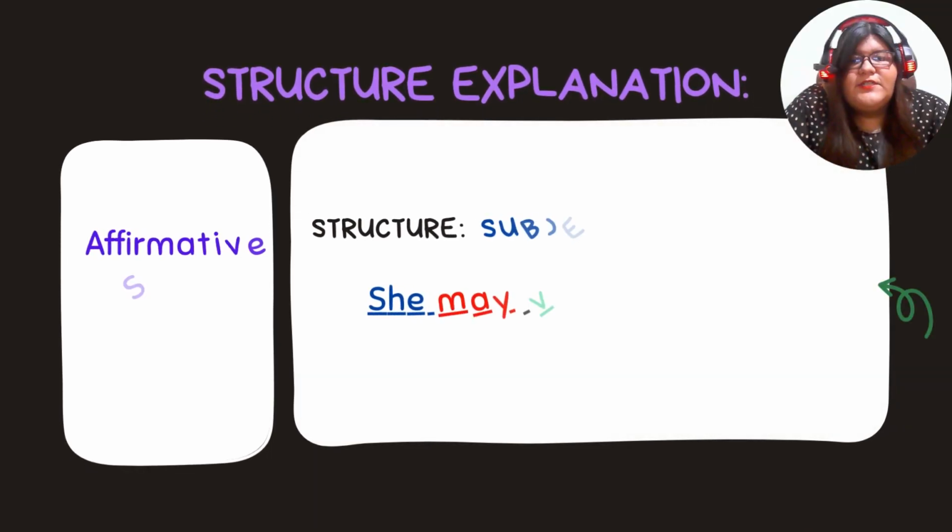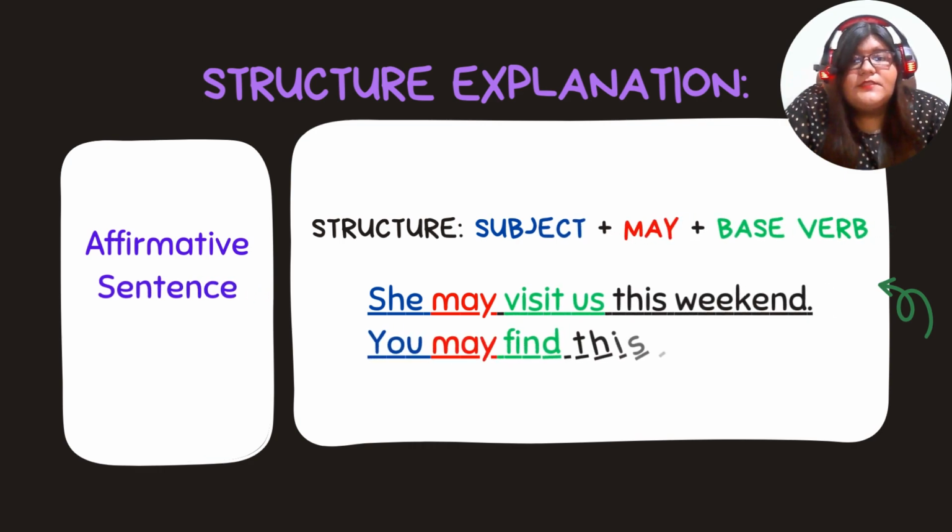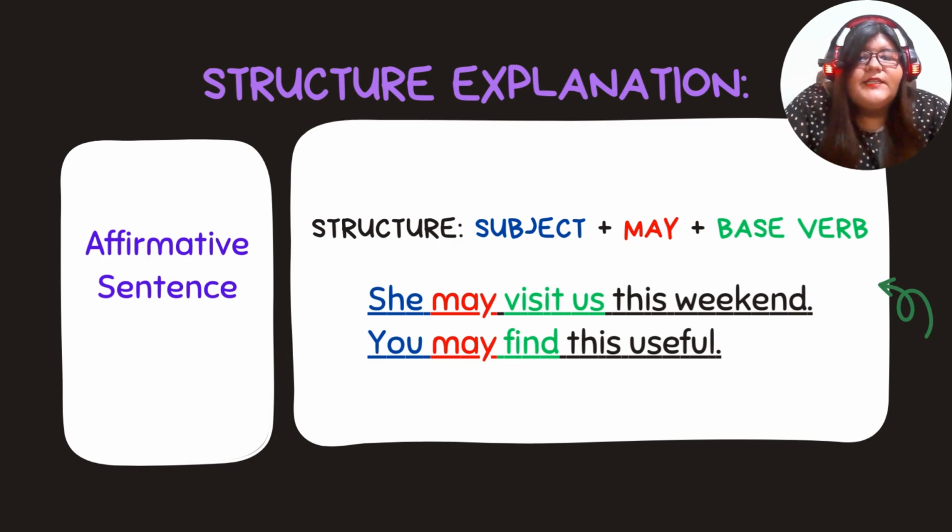So now let's see the structures for each sentence. A structure explanation. For affirmative sentences, we have the structure: the subject in blue, and the modal verb may in red, and in green we have the verb in its base form, and it could be the complement, but you understand what a complement is, right? Then we have these two examples. She may visit us this weekend. You may find this useful.